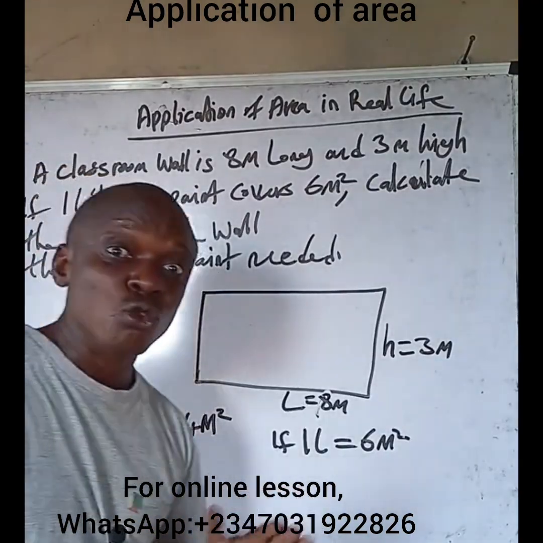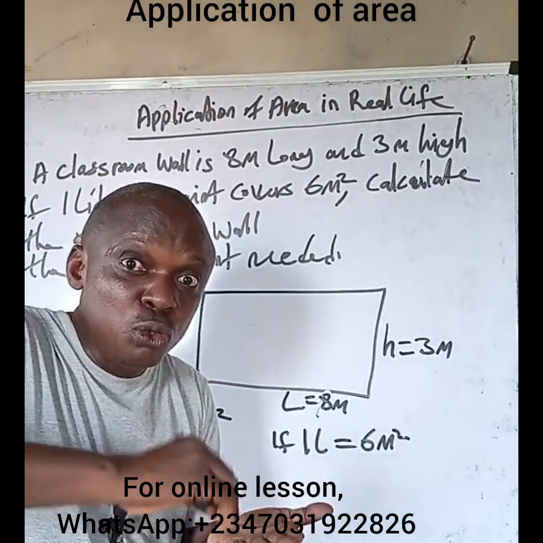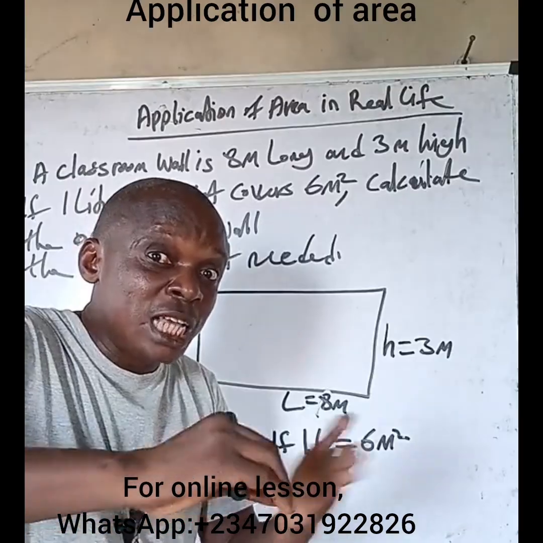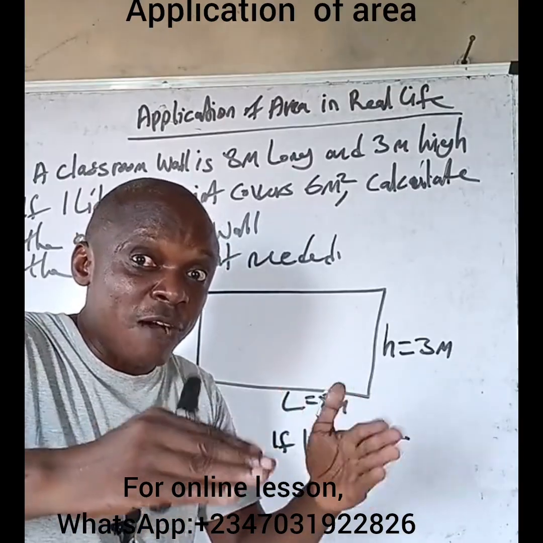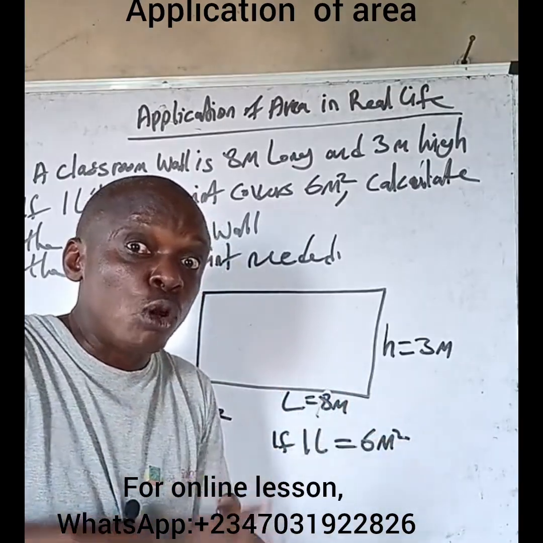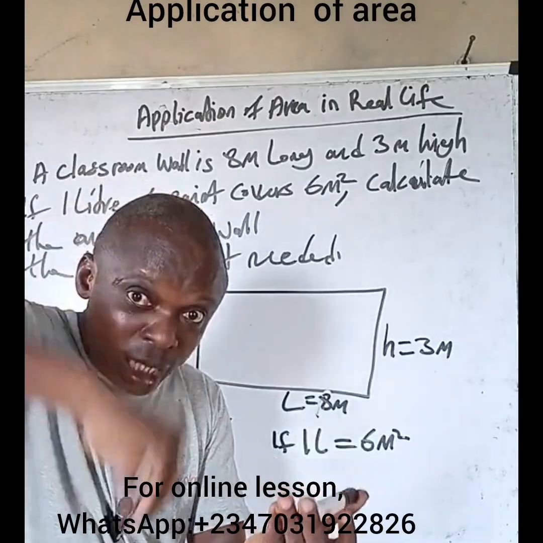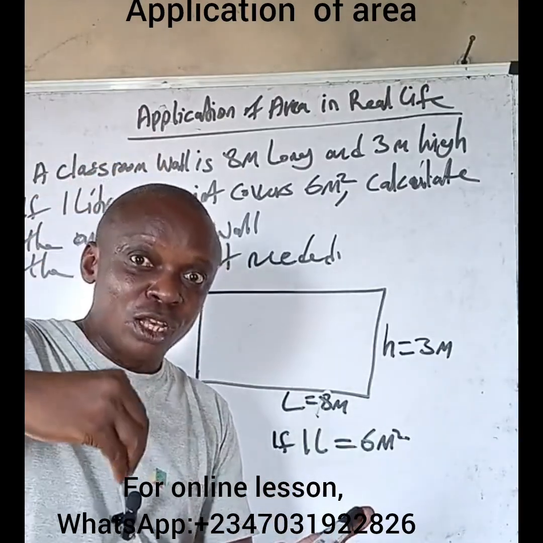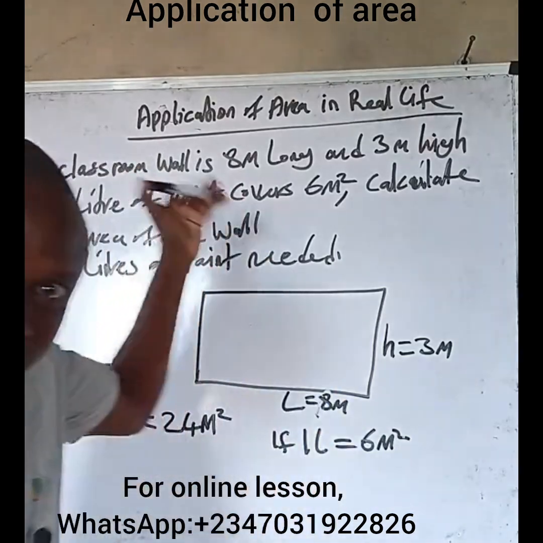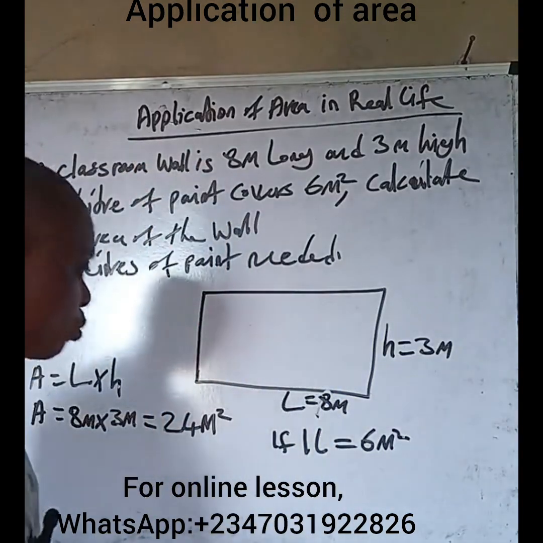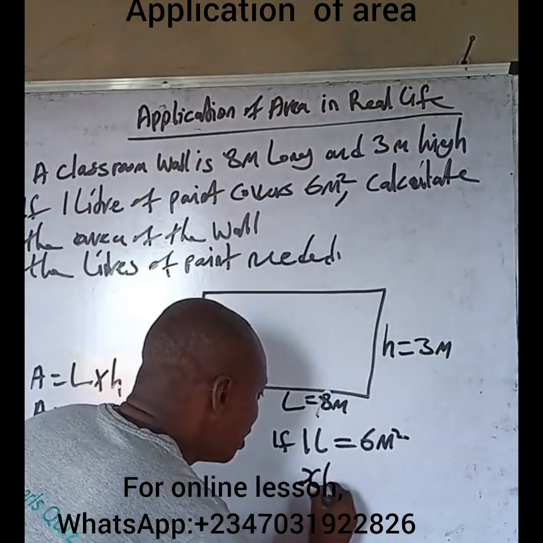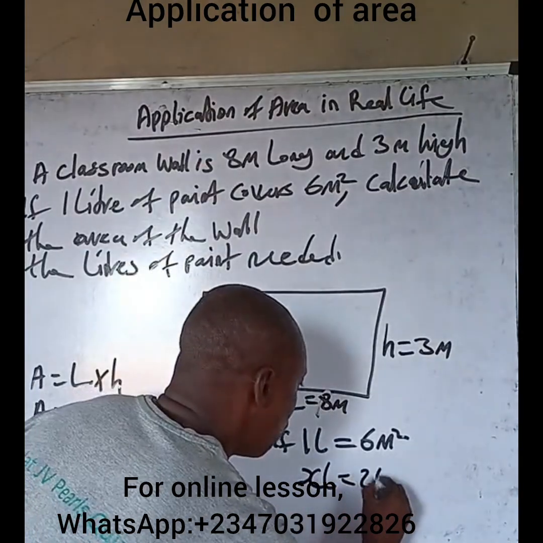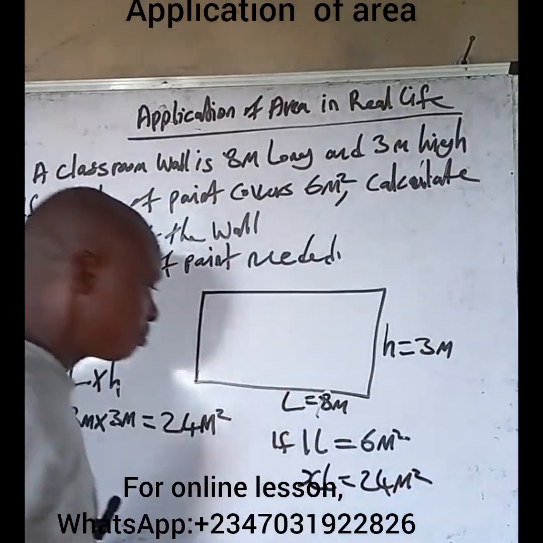So we will assume it to be X. That is why we use X. Sometimes you can use any alphabet, X, A, B, whatever alphabet, because we don't know it. So we have to calculate it so that we know the amount of liters of paint that is needed to paint this classroom. All right. So we say, okay, X liters will give us 24 square meters.